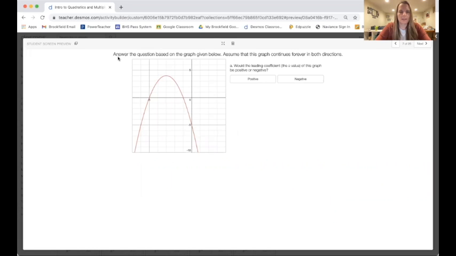The second problem here says answer the question based on the graph given below. So assume this graph continues forever in both directions, which means that I can have arrows here. It says with the leading coefficient, or the a value, so right, we have our y equals ax squared. It's talking about that coefficient in front of x squared, saying, is that positive or negative for this graph? And the answer is negative because the graph opens down.